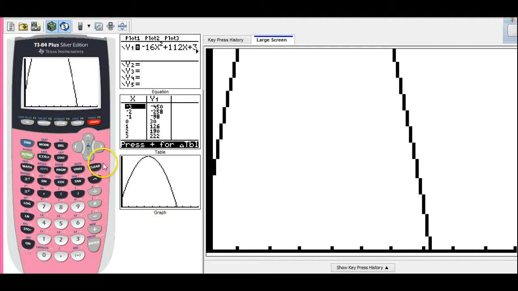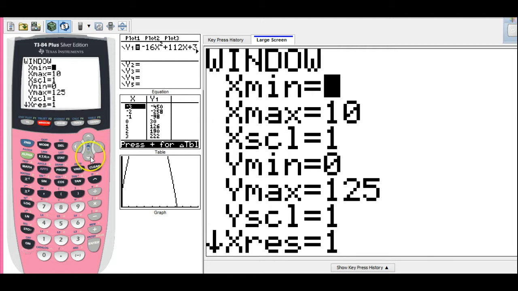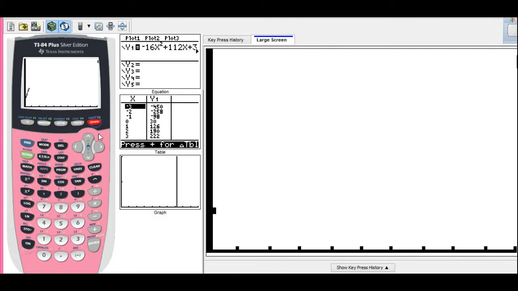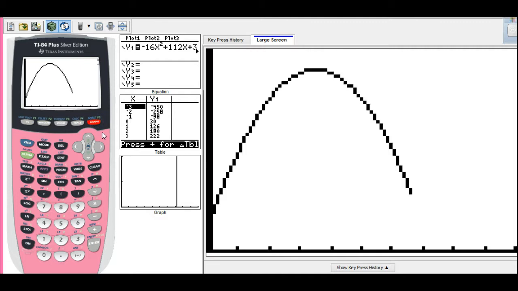Not high enough, did I? Okay, so let's go to window again, and I'm not high enough. So let's go to my y max, maybe try 250 and graph it. Yes. Now I'm on there.